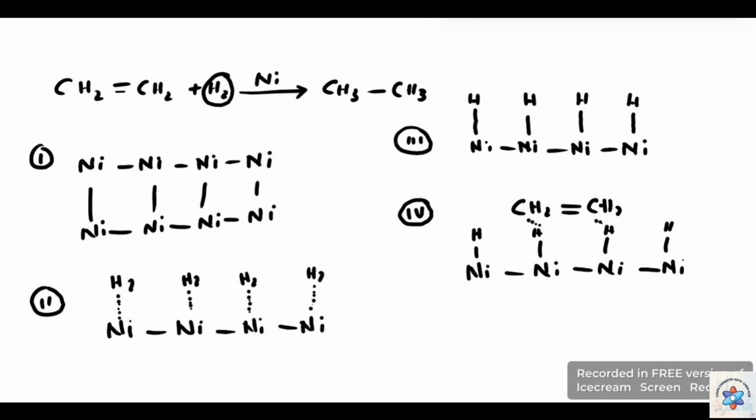In the highly unstable state, the molecule will be broken down, and the hydrogen will be added to the ethene or ethylene molecule, and the nickel surface again becomes free and available for the other reaction.